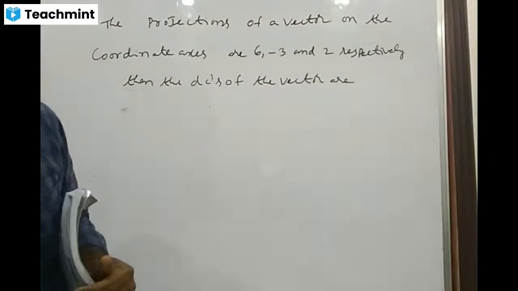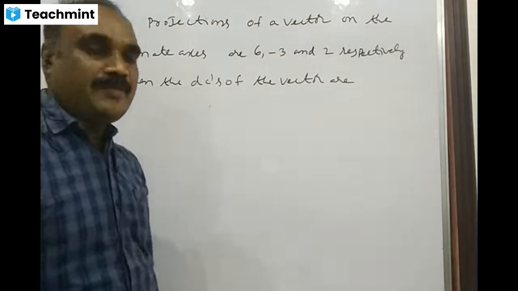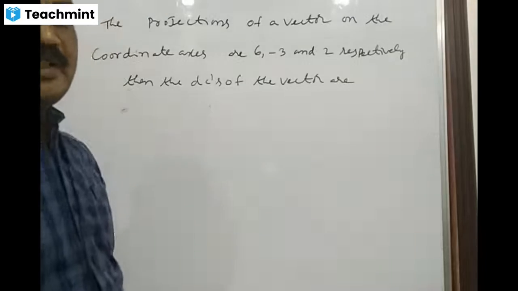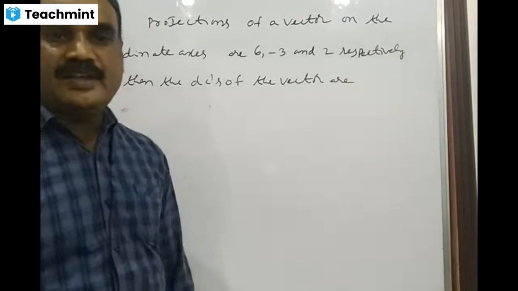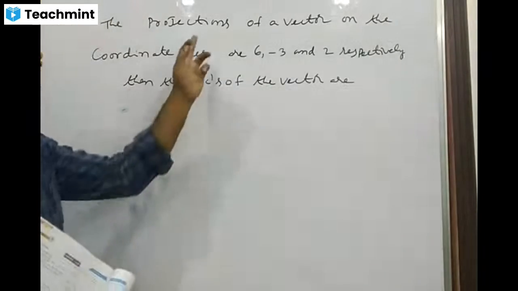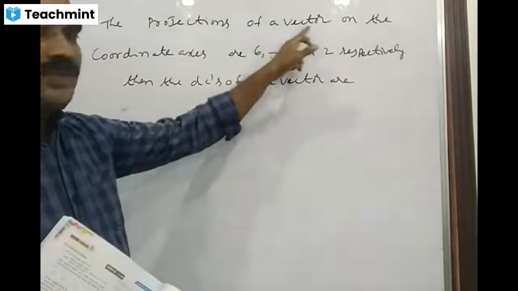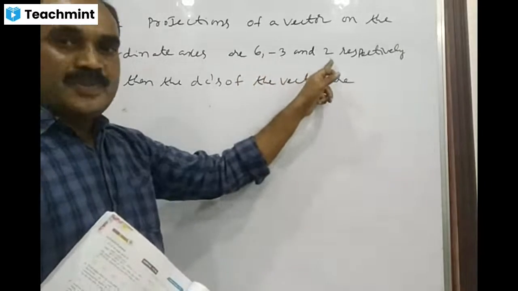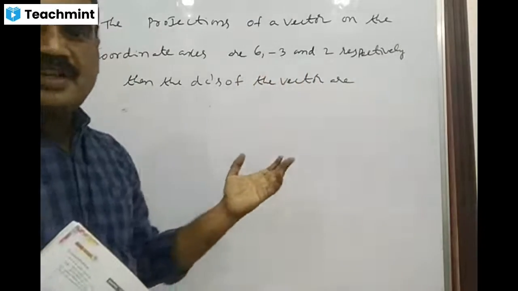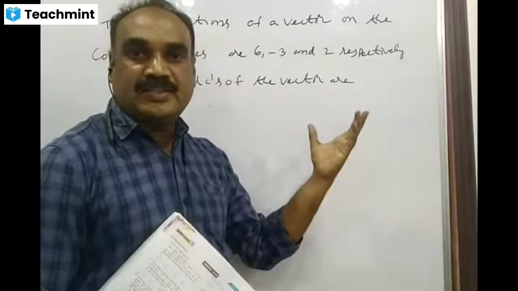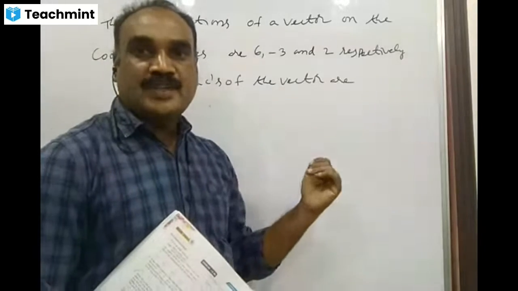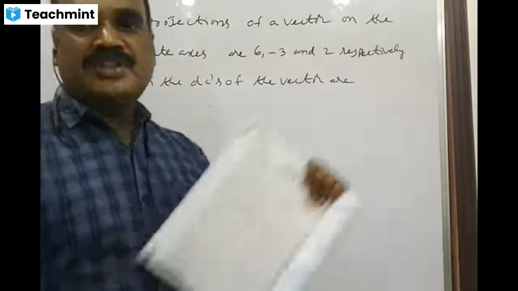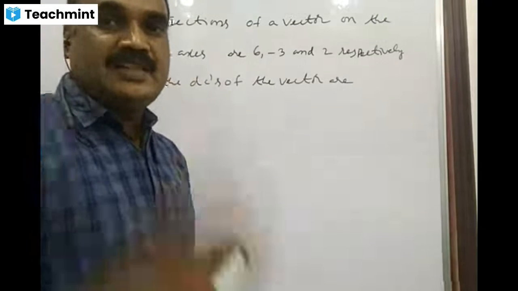Friends, you already studied vectors in physics and maths. A vector has both magnitude and direction. A directed line segment is called a vector. In the previous class, the projections of a vector on the coordinate axes are 6, minus 3 and 2. The projection of AB on the x-axis is x2 minus x1, the projection of AB on the y-axis is y2 minus y1, and the projection of AB on the z-axis is z2 minus z1.